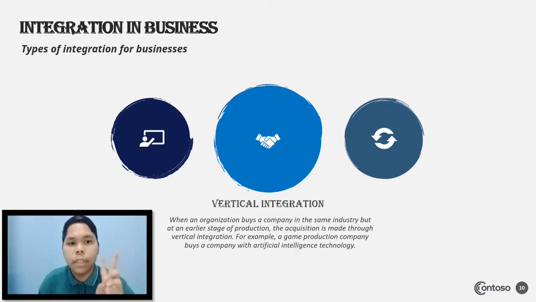The second one is vertical integration. When an organization buys a company in the same industry but at an earlier stage of production, the acquisition is made through vertical integration. For example, a game production company buys a company with artificial intelligence technology.